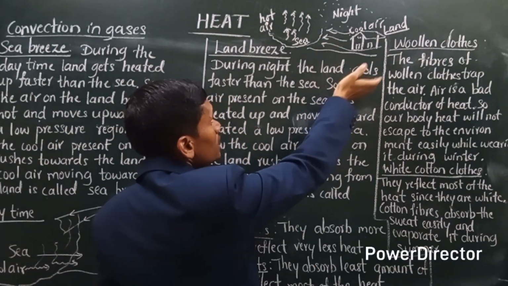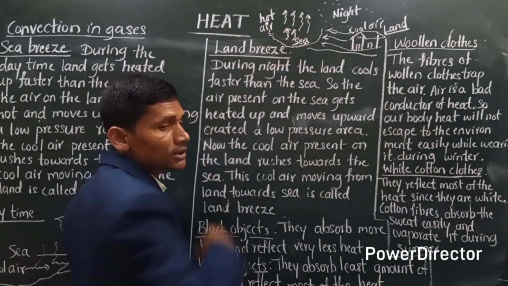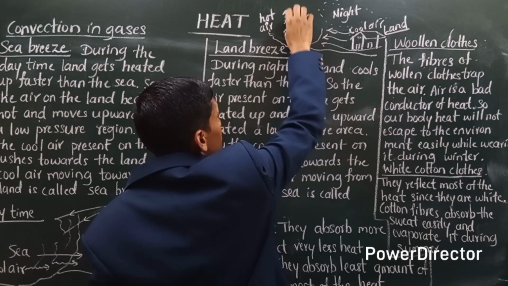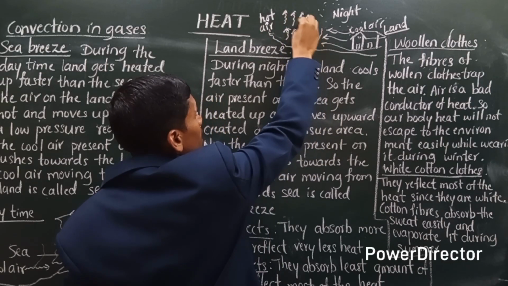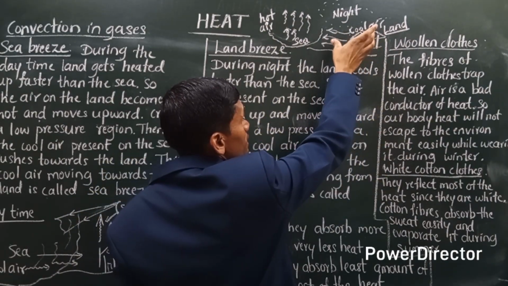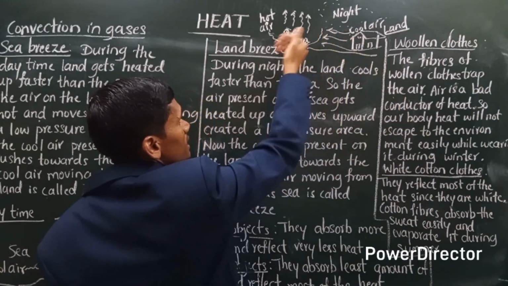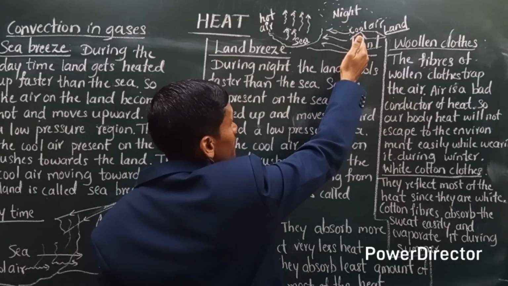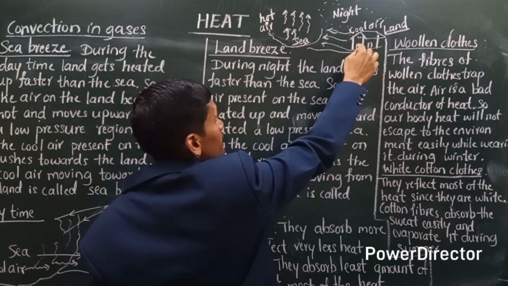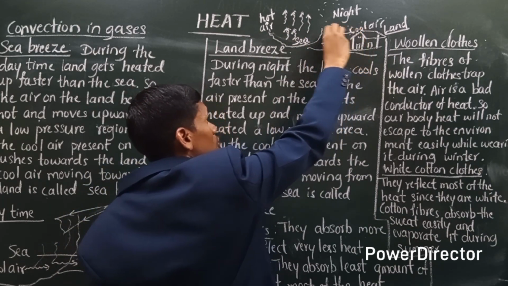Since the sea has more heat, the air present on the sea gets heated up and rises in an upward direction. Here a low pressure area is created, meaning there is no air. So the cool air present on the land, which had a little more pressure, rushes towards the sea, occupying this place.